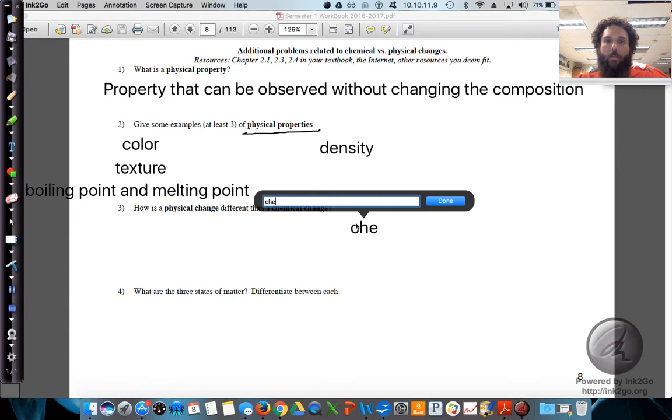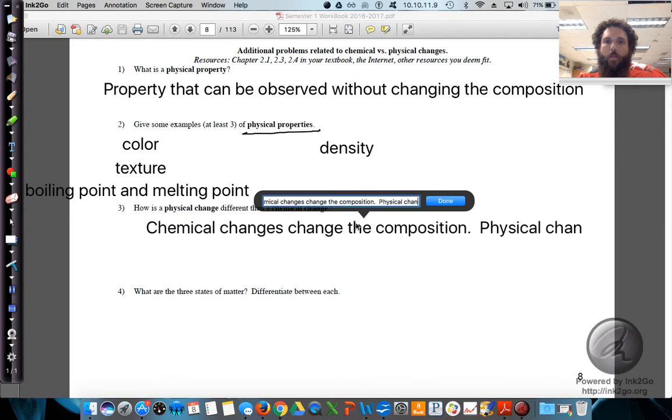Chemical changes change the composition. Physical changes don't.